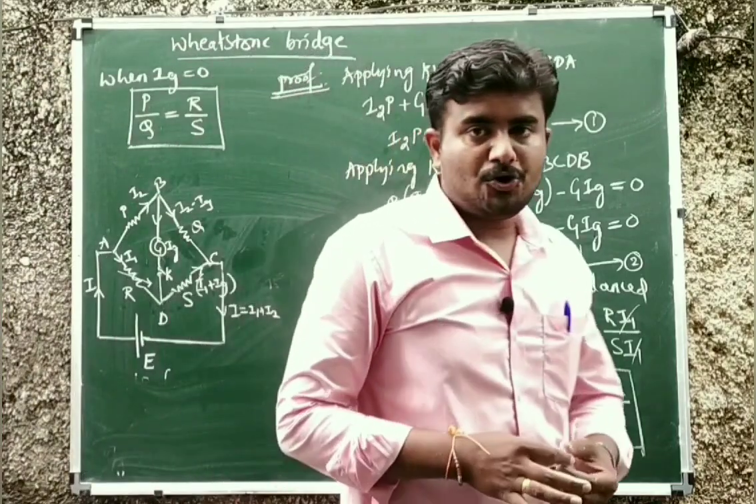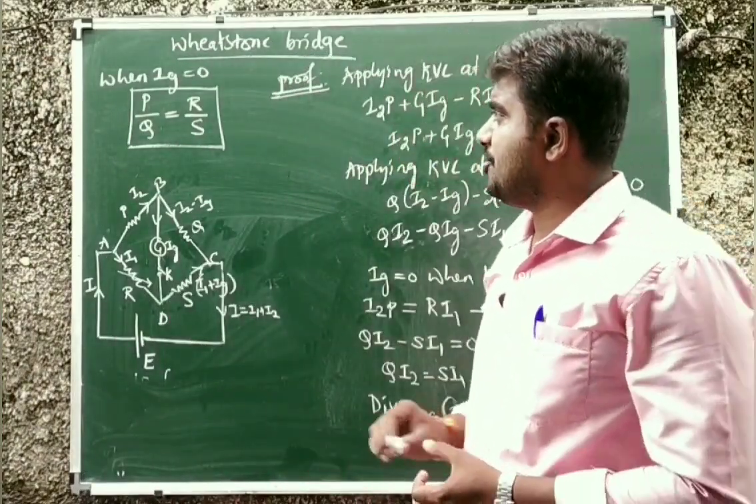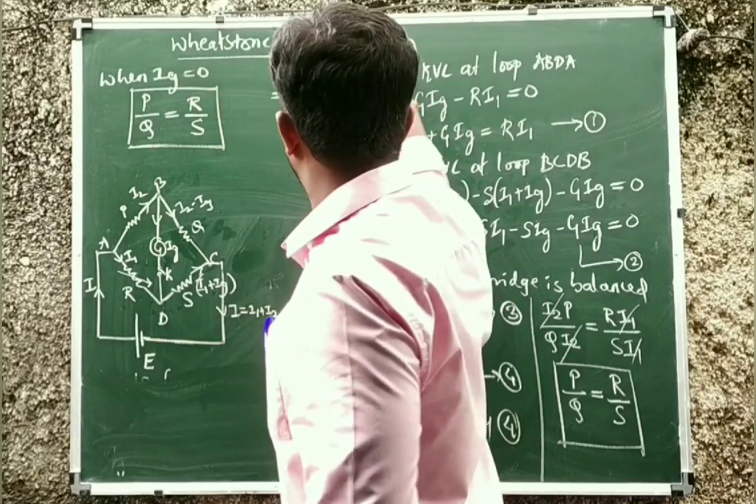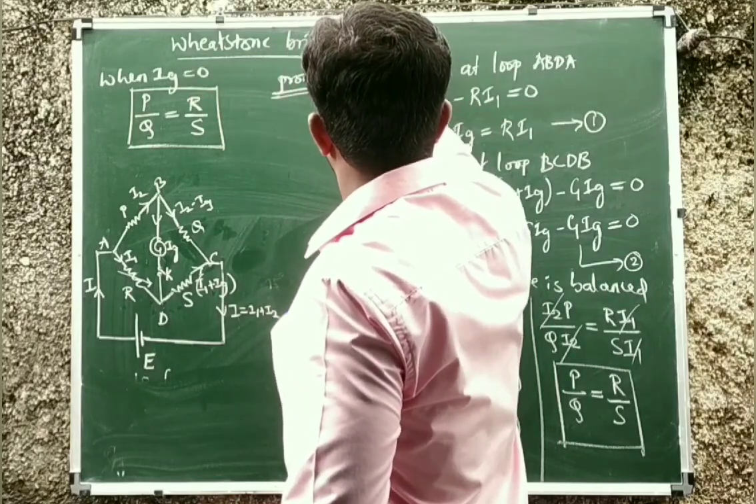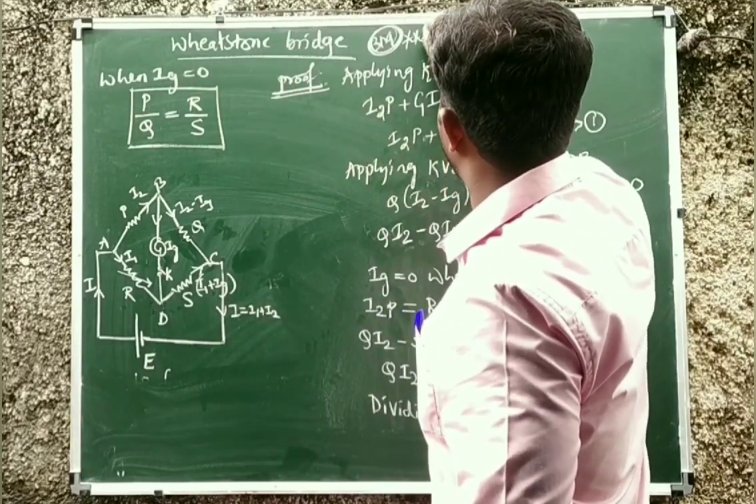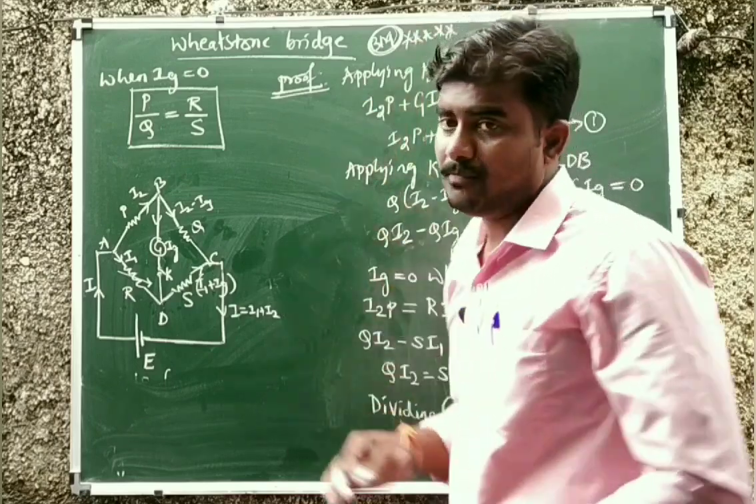So this is all about the Wheatstone bridge. This proof is very important for 3 marks. Okay, it's a 5-star question. Please note it down.